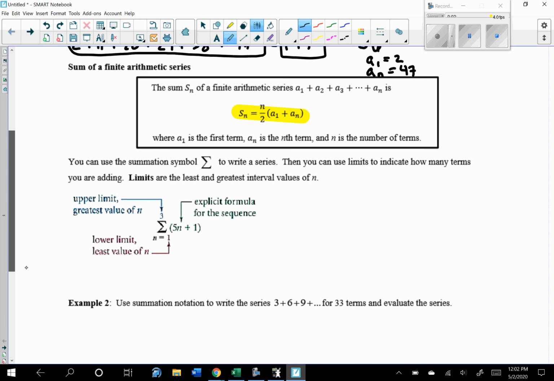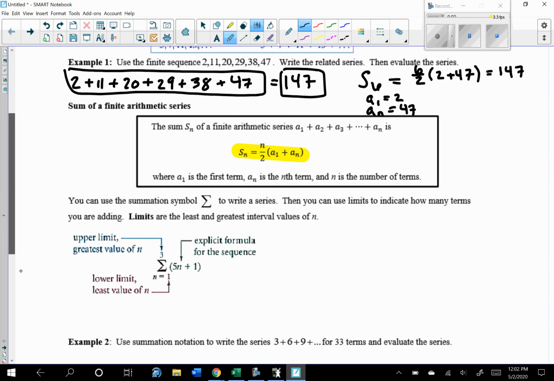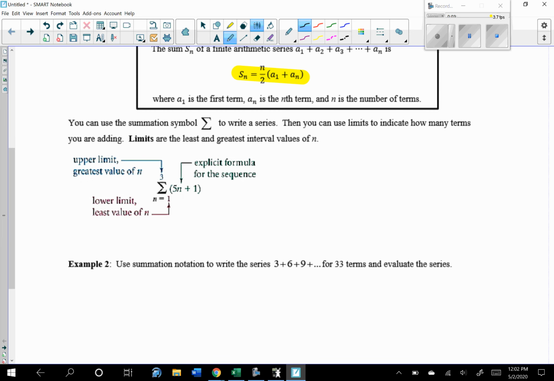You can use the summation symbol, which looks like this right here, sigma, to write a series. Then you can use the limits to indicate how many terms you are adding. Limits are the least and greatest intervals on the values of n for the number of terms. So this lower value right here is the lower limit. It's the least value of whatever term you're starting with. So n equals 1, because we start with the first term. The upper limit is the greatest value of n. So if you had 3 terms, that would be the first term to the third term. That means you would be finding the sum using this summation symbol.